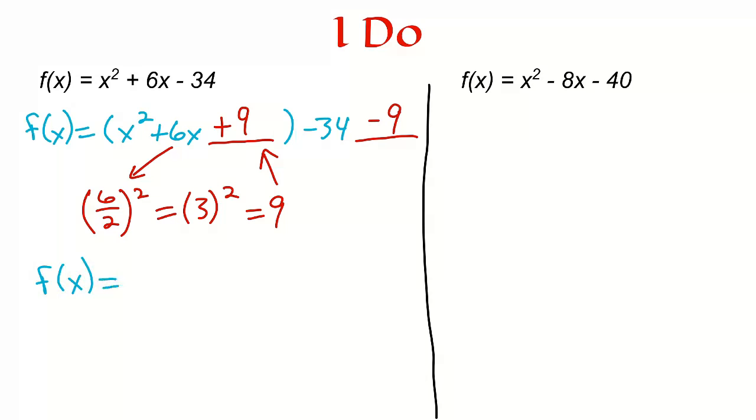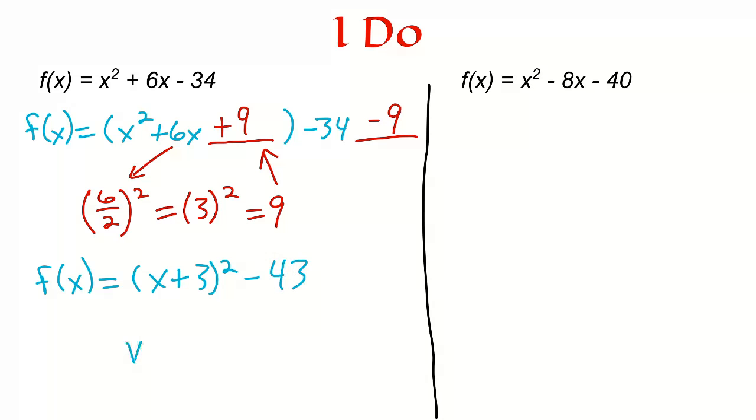f of x is equal to, there's the a value is 1 here, and today we're going to be using a values of 1 all the time. So we have x plus, and again, whatever this is right here, this is what's going to be your b value. So x plus 3, quantity squared, and then negative 34 minus 9 is minus 43. And that is in vertex form.